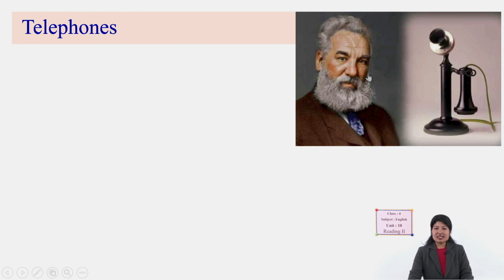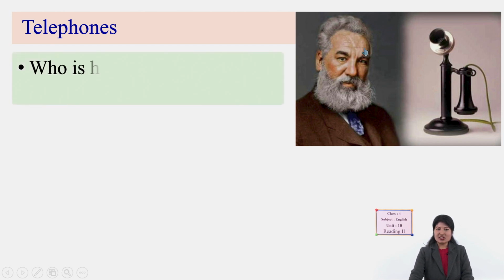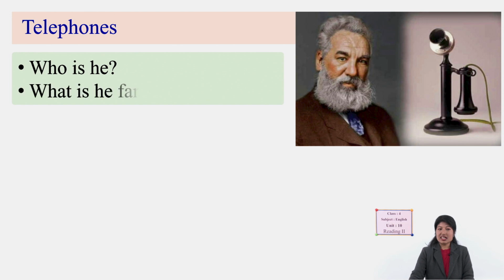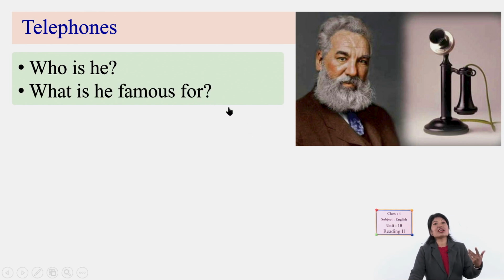Now look at this picture again. One more picture is here, and now what can you see? You can see a person. Who is he? Can you recognize him? For your information, let me give you a clue. He is a very famous scientist. What is he famous for? What did he do? So you could see something over here. What is it?